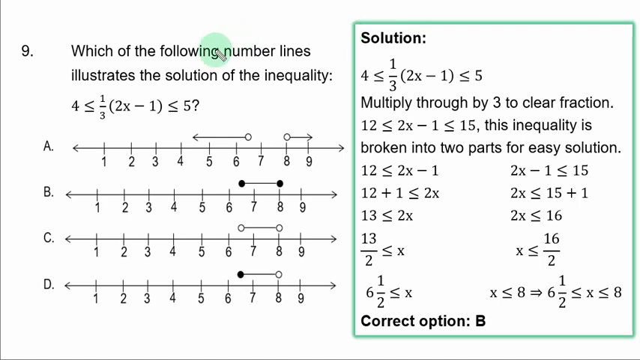Question 9. Which of the following number lines illustrate the solution of the inequality 4 less than or equal to 1 over 3 bracket open 2s minus 1 bracket close less than or equal to 5. So here you multiply through by 3 to clear the fraction. If you do that, this becomes 12 less than or equal to 2s minus 1 less than or equal to, multiply through by 5, you have 15.